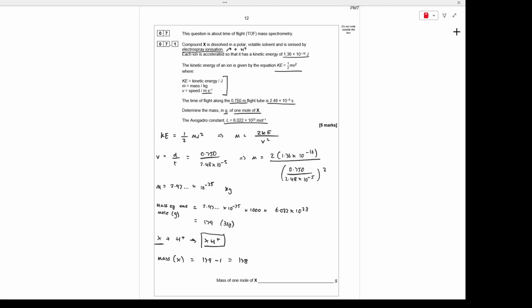which is 178. So a bit of an interesting last part there, but if you understand what the question is asking you, then you should be okay. So that's a nice little 5 marks.